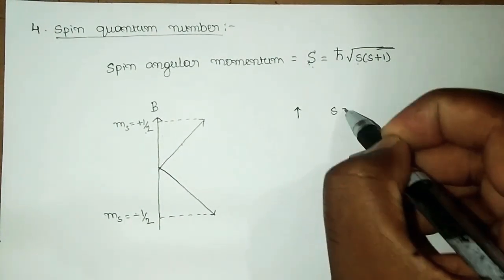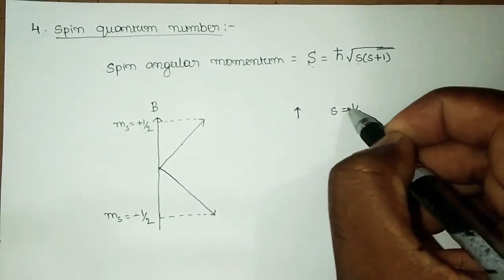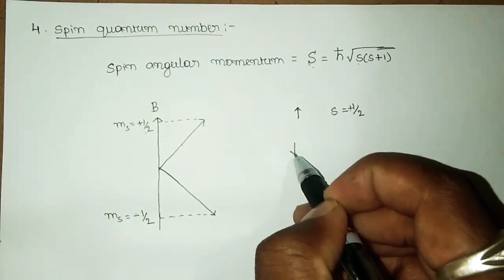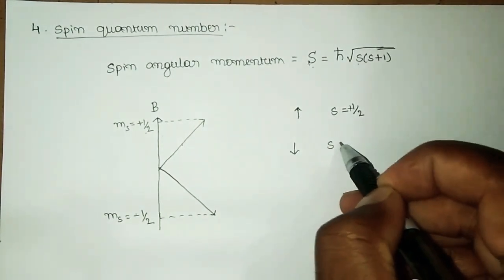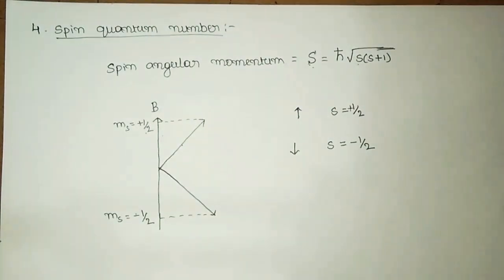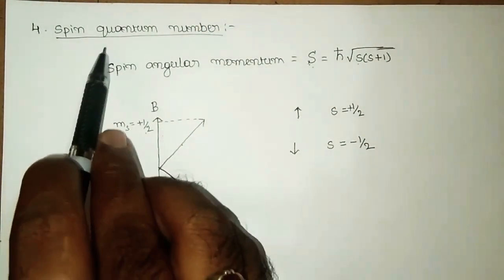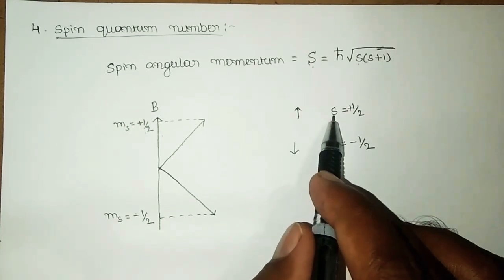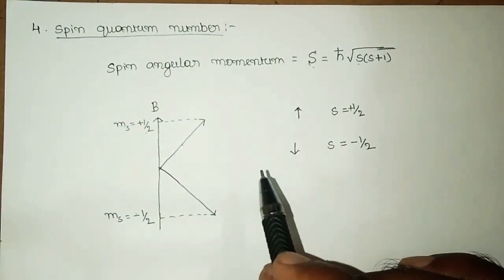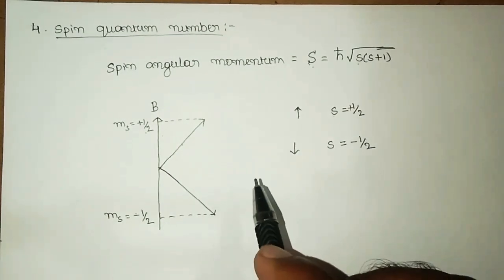For that, the s will be having plus half. And for ms equals minus half, we indicate the electron in downward direction, that is s is having minus half. Okay, that means the spin quantum number value, that is s, will indicate the rotation direction of the electron, the spinning of the electron.